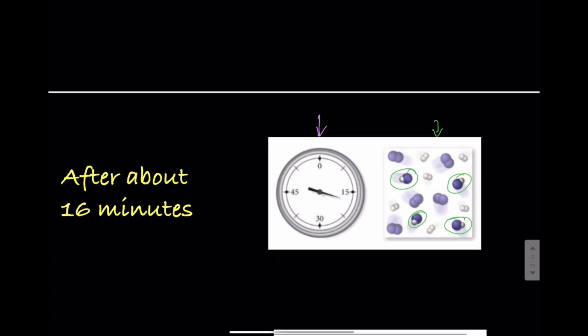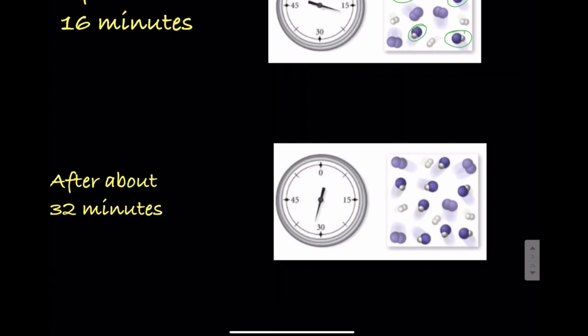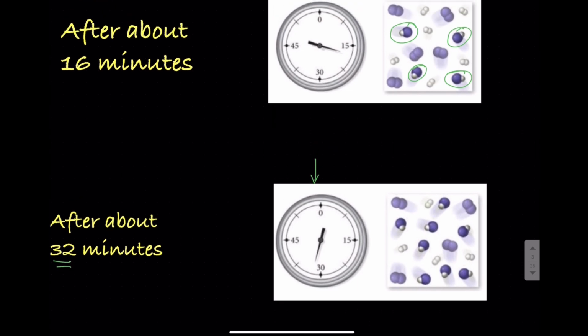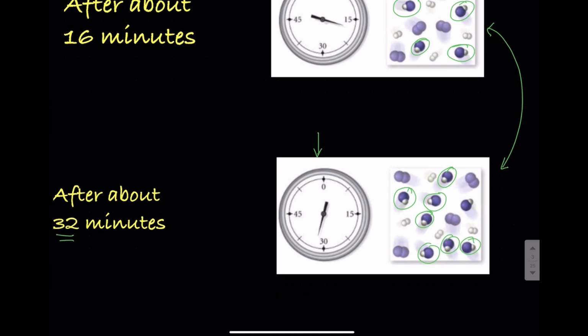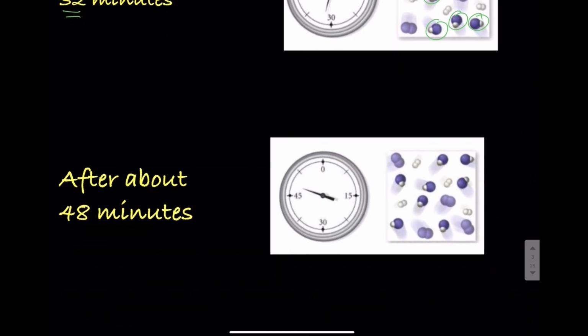Now let's say we let it go for another 16 minutes. Let's say we have gone about 32 minutes since the start of the reaction. Now you can see that in comparison to the previous time slot, where it was 16 minutes, we now have a higher number of product. So as the product concentration increases, the reactant concentration decreases. Law of mass action. So let's see what happens when we go to about 48 minutes.